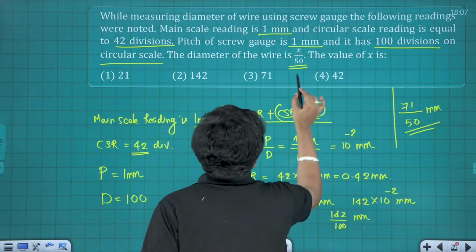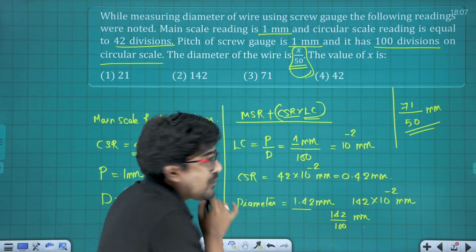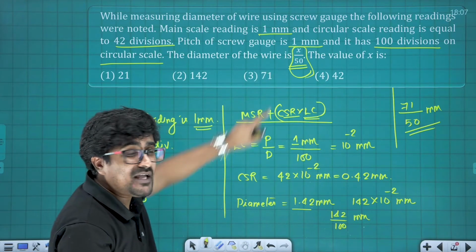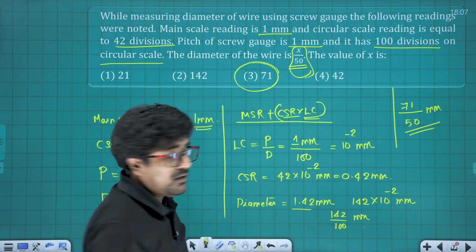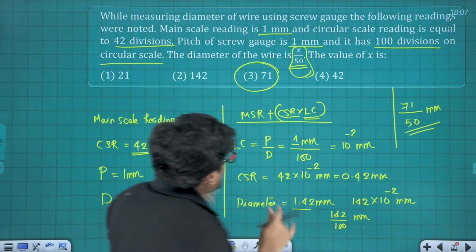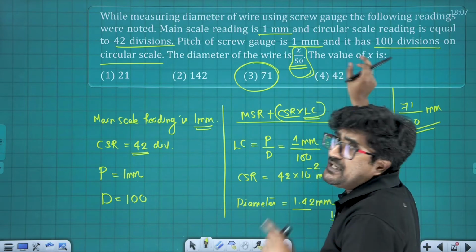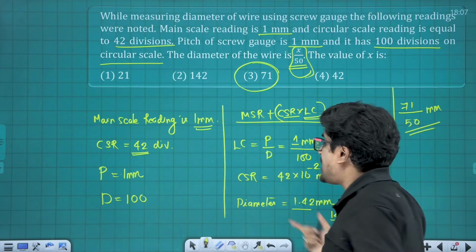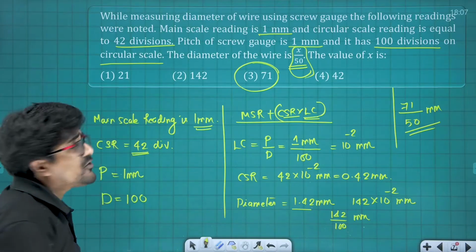Okay, and you can compare your answer here. It is 71 upon 50, and here it is marked as x by 50. So what is the value of x? It needs to be 71. Here one part seems missing, the diameter of the wire in millimeter. Here it should have mentioned x by 50 millimeters, so that would have made more sense. All right, yes, moving to the next.